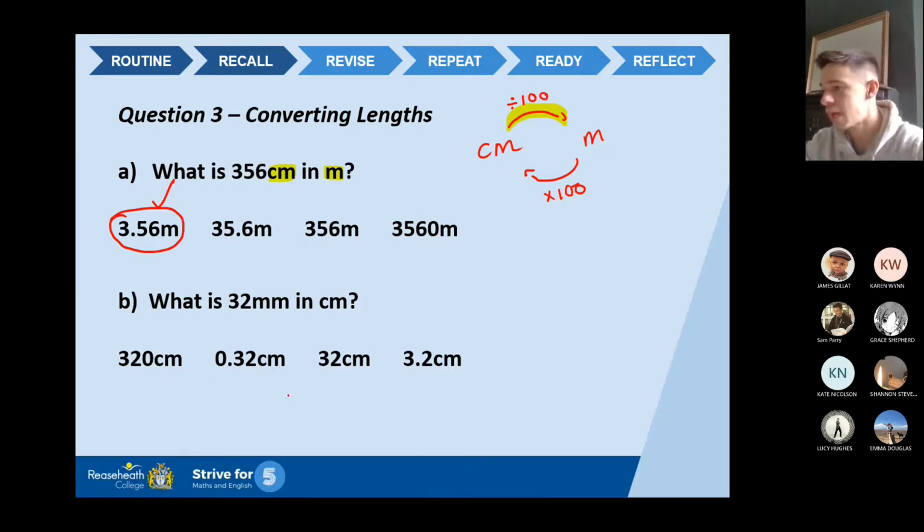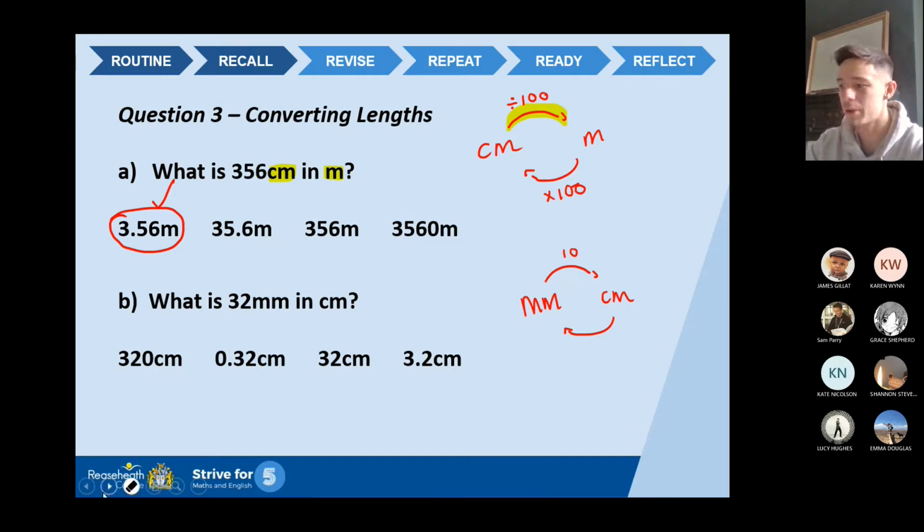Okay, and it's the same for this one here, millimeters and centimeters. So millimeters, centimeters. To get from millimeters to centimeters, we have to times by 10 because there's 10 millimeters in a centimeter. And then to get from centimeters, oh, wait.